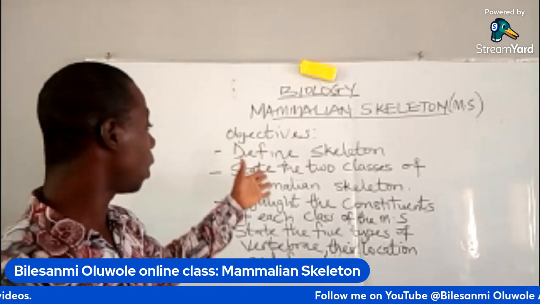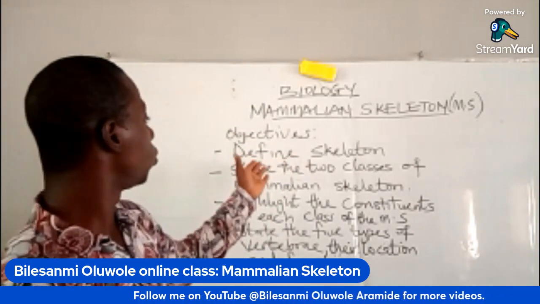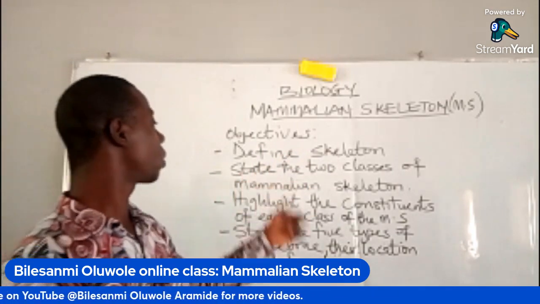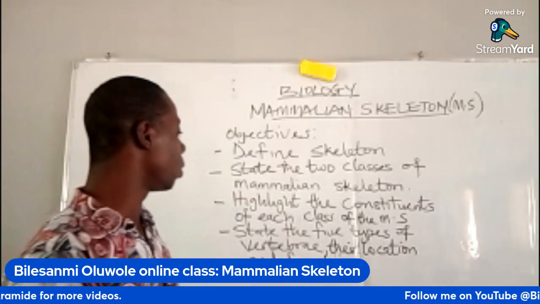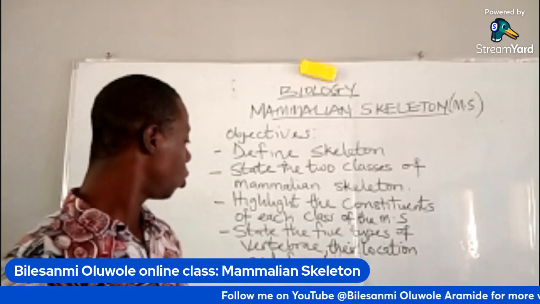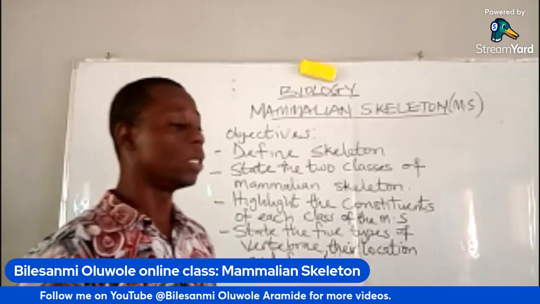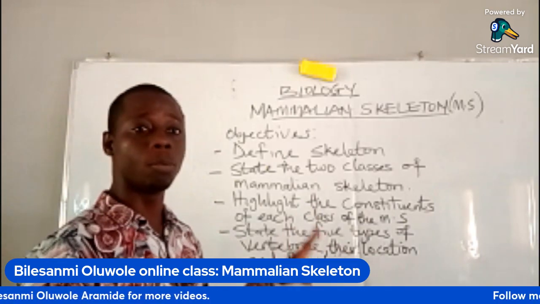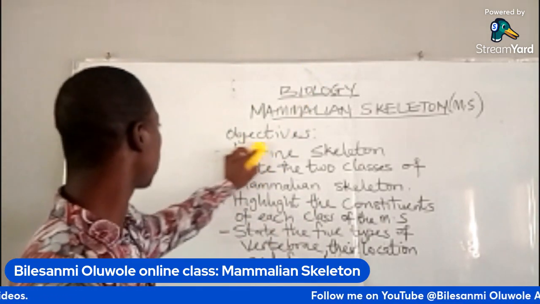Our objectives for this class are that we should be able to define skeleton, then study the two classes of mammalian skeleton, and highlight the constituents of each class of the mammalian skeleton. Also, you should be able to study the 5 types of vertebrae, their location and functions. That will be our objectives for today's class.